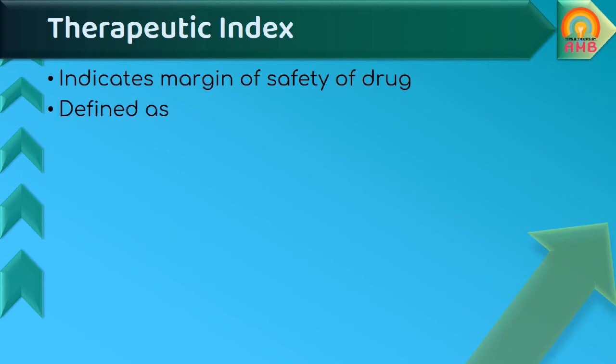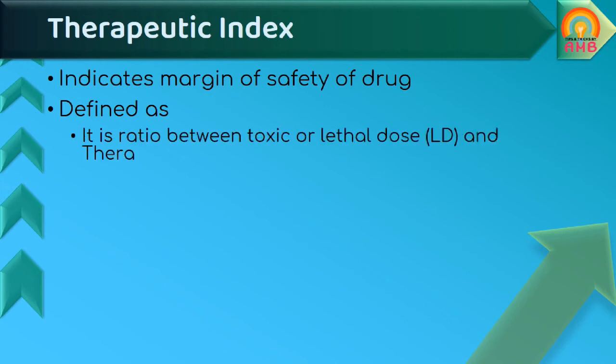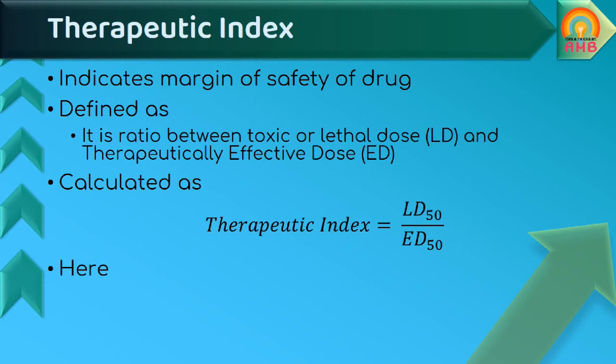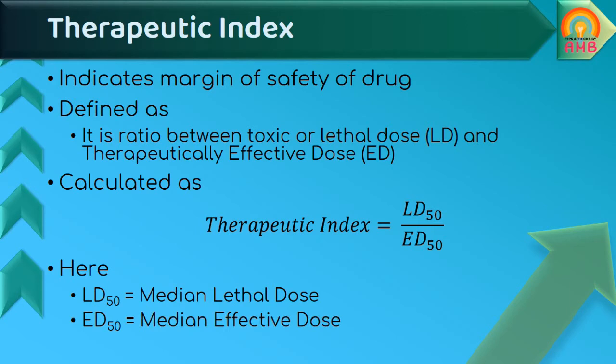It is expressed as ratio between toxic or lethal dose, that is LD, and therapeutically effective dose, that is ED. It is calculated as follows. Therapeutic index is equal to LD50 upon ED50. Here, LD50 is median lethal dose and ED50 is median effective dose.